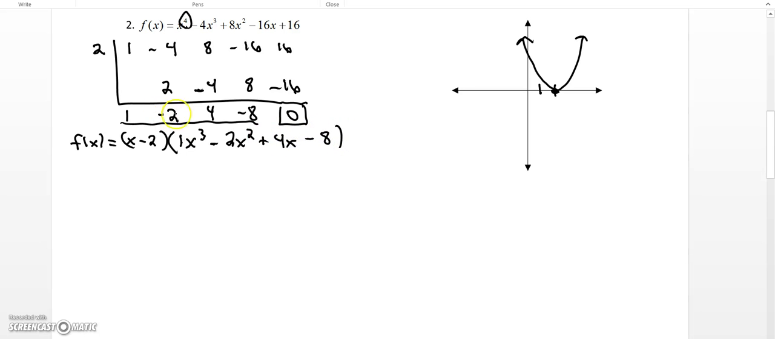Every once in a while down here, you'll get a 0. That doesn't mean you stop. You still keep going until you get a 0 at the very end. And then if you have a 0, of course, you skip that in that spot. So like if negative 2 is a 0, this would be gone. All right, anyway. So now we're going to continue on with this problem.